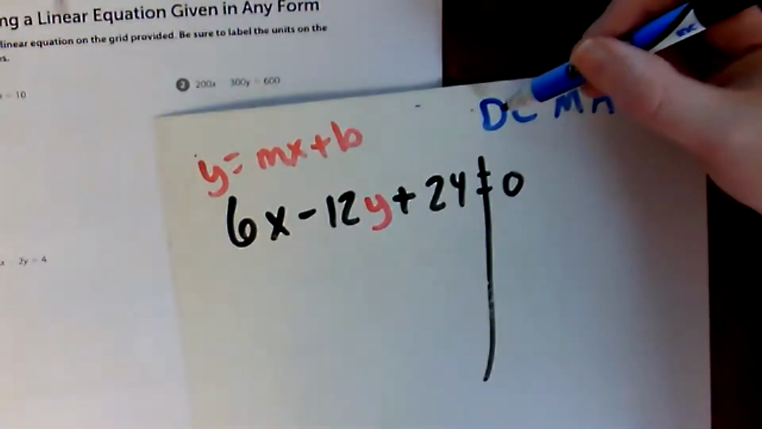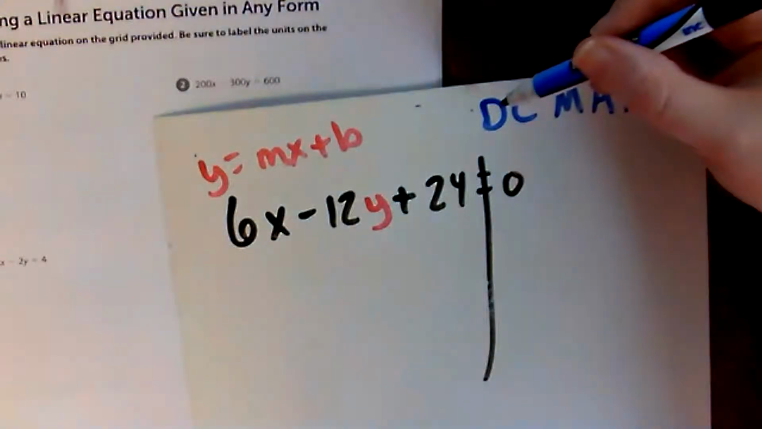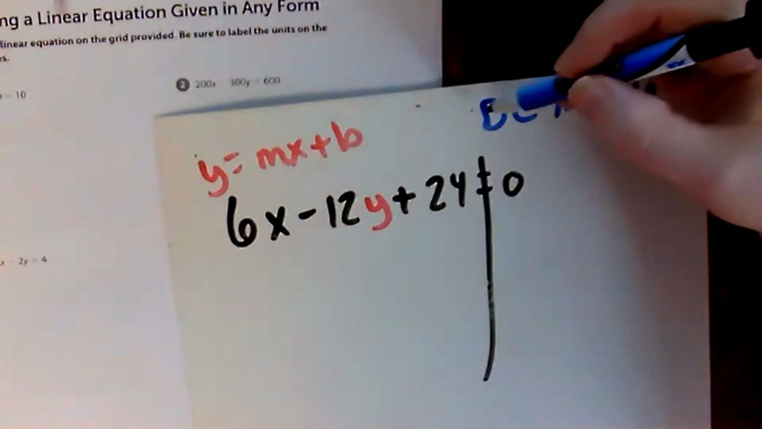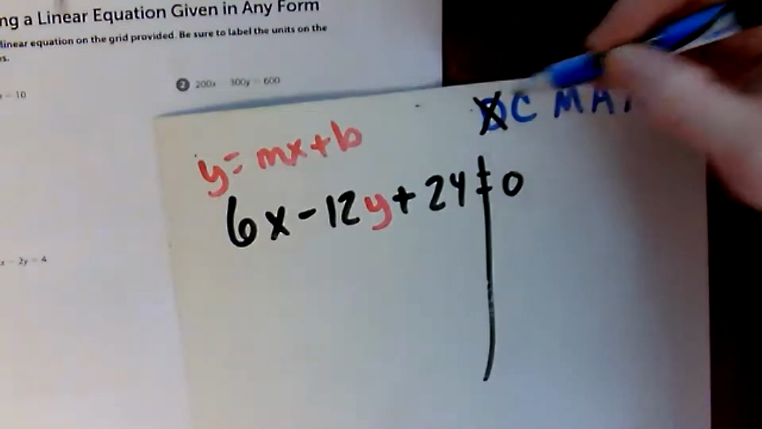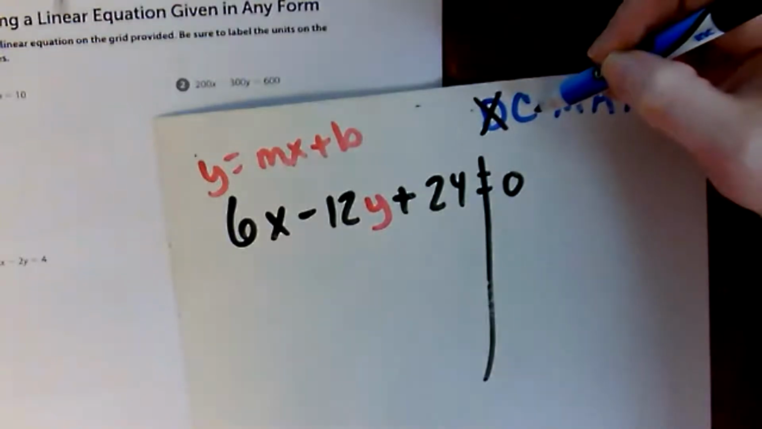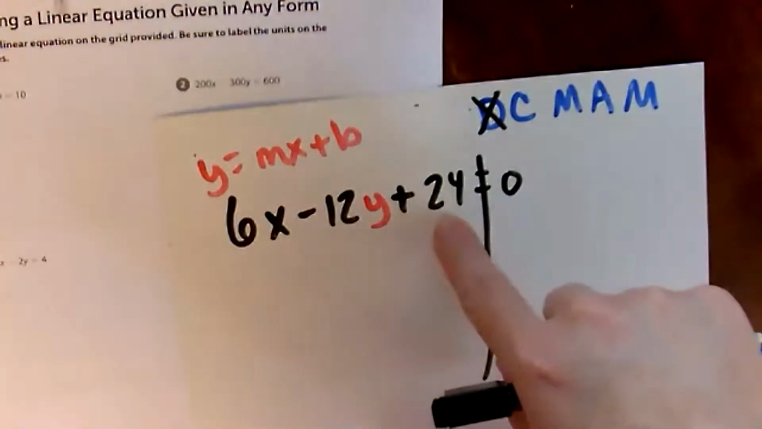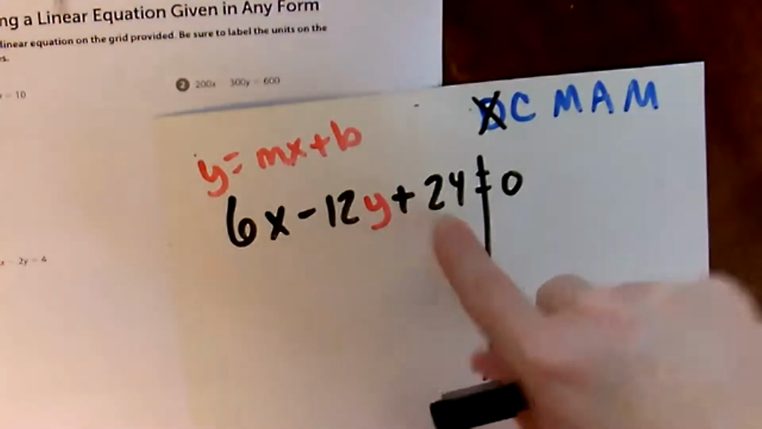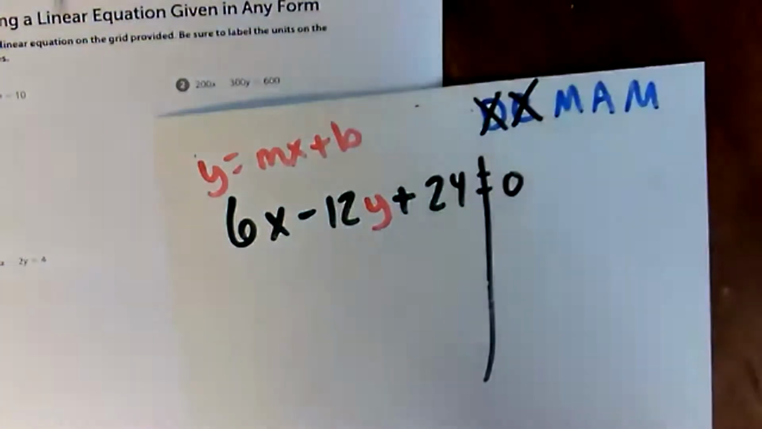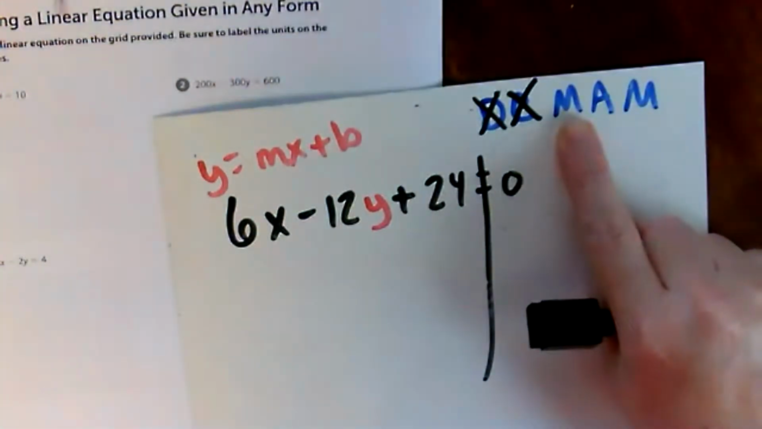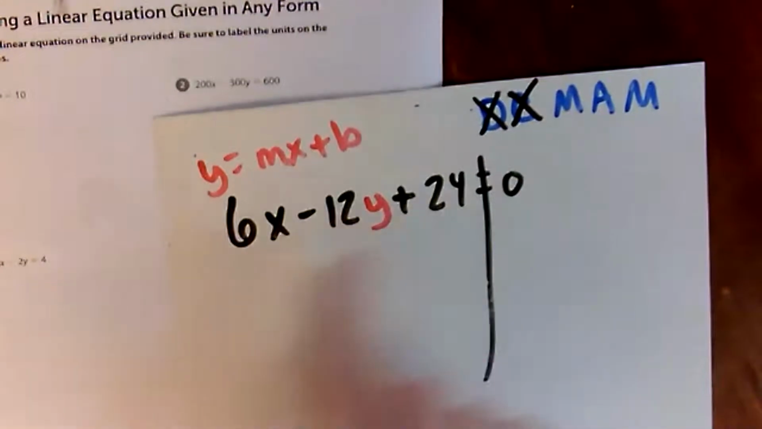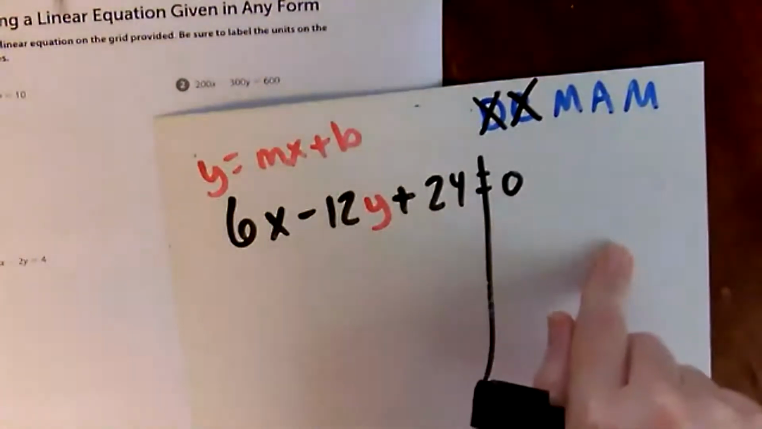Distribute. Do I have anything to distribute? Not really, no. I have nothing to distribute. Do I have any like terms to combine? I've got X family, Y family, plain Jane family. No, you don't. There's nothing to combine. All right, stuff to move. Do I have anything over here that needs to be moved to the other side?